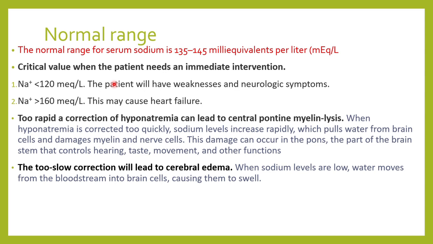It can lead to central pontine myelinolysis, because when you correct the hyponatremia very quickly, the sodium level rises very rapidly. When the sodium level rises very rapidly, it pulls the water out of the brain cells and damages the myelin and the nerve cells. This damage mostly occurs in the pons. That is why too rapid correction of hyponatremia is not advised.